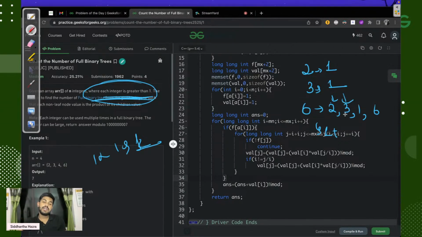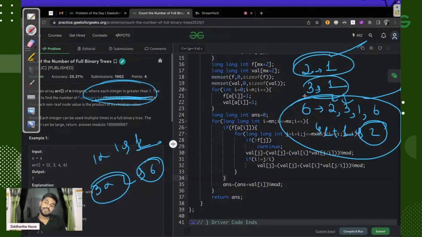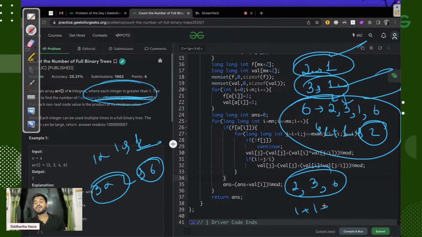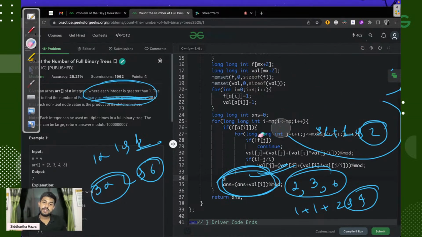Then we come across 3. Now 3 can also be coupled with 2 to make the value 6. So again 1 plus 1 is equal to 2. So for 6 the value is 2, for 2 the value is 1, for 3 the value is 1. Now if we have the integers 2, 3 and 6, then the answer would be 1 plus 1 plus 2, that is equal to 4. That is why at each step we are adding the answer to it. Okay, so hope I'm clear till this point.